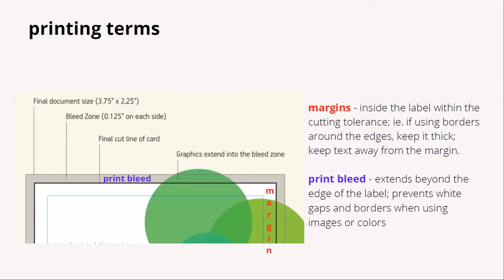So if you're using borders around the edges, keep it thick. If using text, keep it away from the margins. Also, there's the print bleed. This deals with the edges on the label and beyond, and it accounts for any shift or misalignment when printing or trimming. It prevents unwanted gaps or borders when using graphics or background colors.